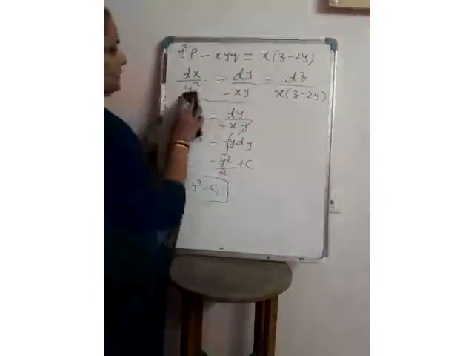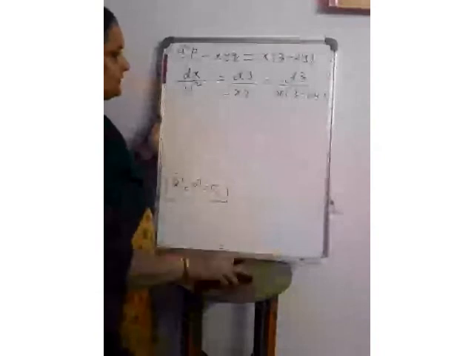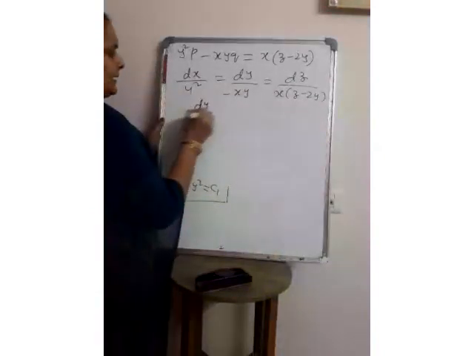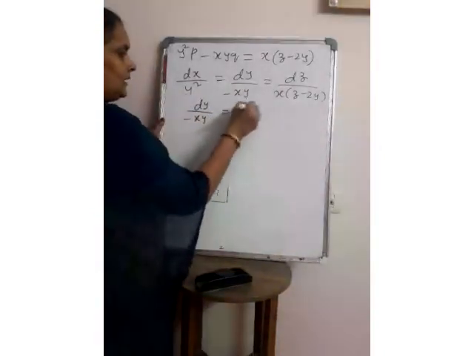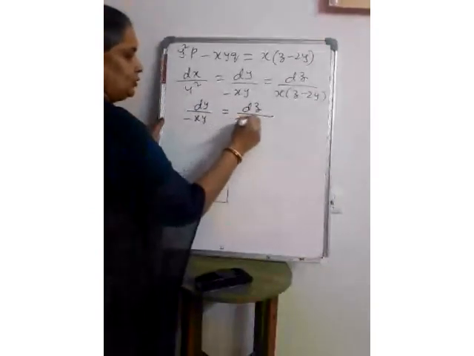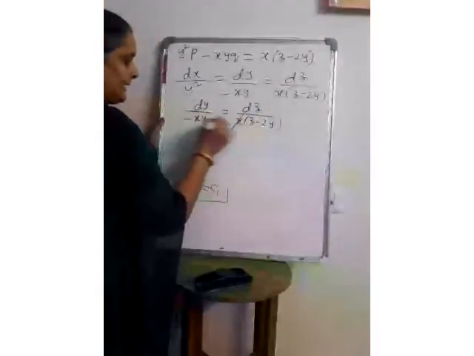So now we go with the second relation, which I take as dy by minus xy is equal to dz by x into z minus 2y. So in this x gets cancelled.